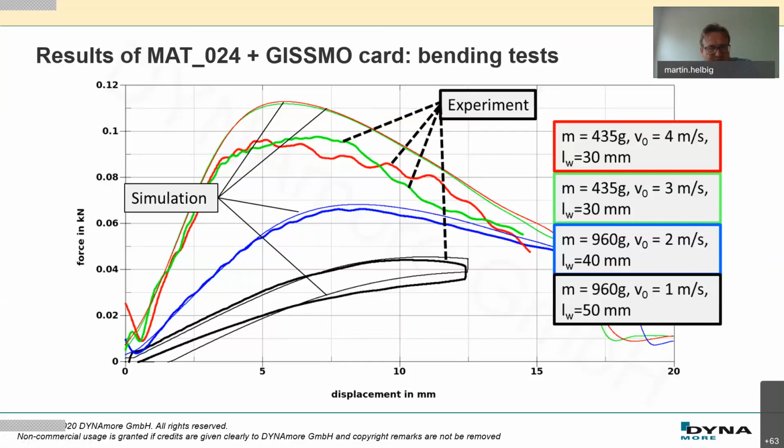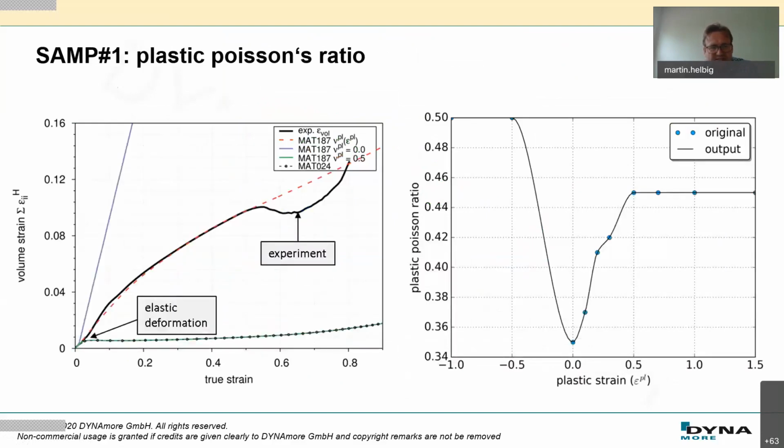So the idea was to improve the agreement by using the SAMP model. Therefore, I created this plastic Poisson ratio curve. Here we see the input curve. This is the plastic Poisson ratio as a function of the plastic strain. And how can I get this curve? So I used the volume strain.